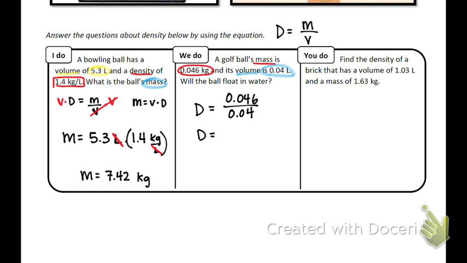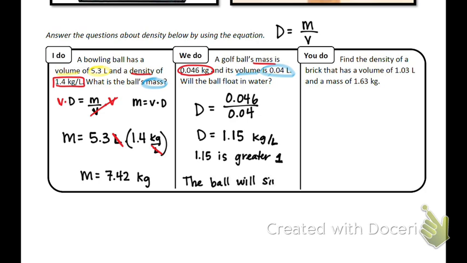So what is 0.046 divided by our volume? 1.15. This would be kilograms per liter. So our density is 1.15. The density of water is what? 1. So 1.15 is greater than 1. What does that mean about this golf ball? It will sink. The ball will sink.